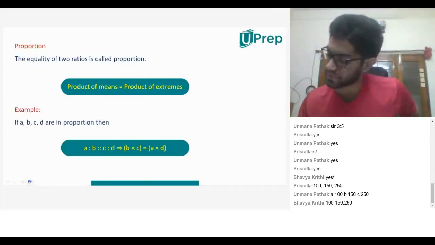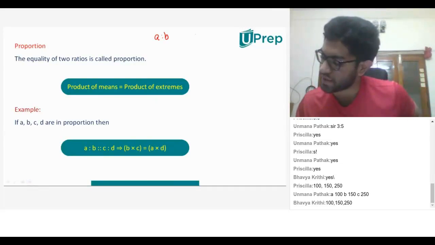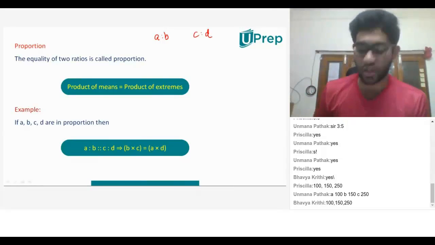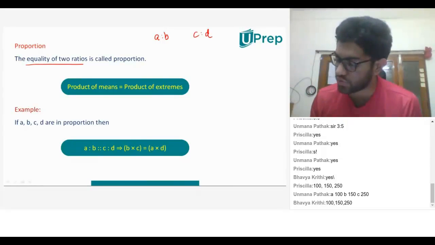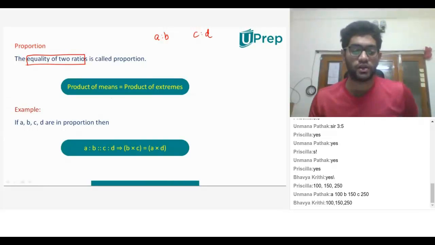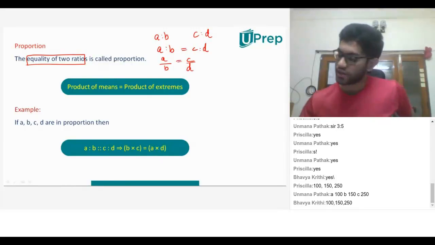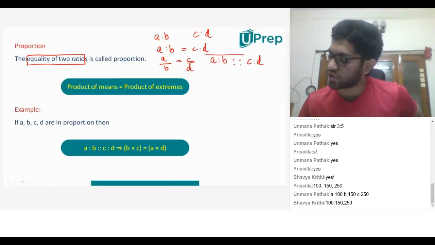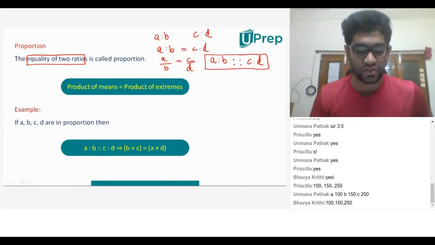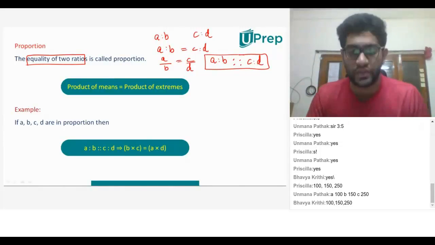For example, say I have A is to B and I have C is to D. I am talking about the equality of two ratios. What does it mean? Let me make them equal. I'm saying A is to B is equal to C is to D. Now how can I write this? A by B is equal to C by D, or it can also be written as A is to B is proportional to C is to D. This is how you write it, or this is how you represent it.